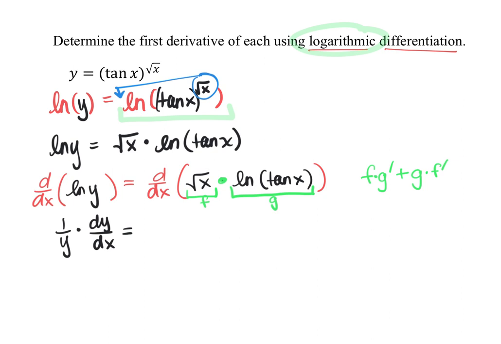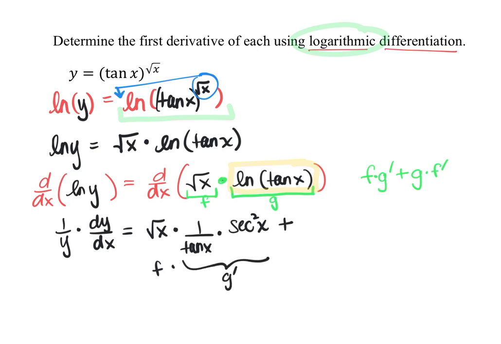So the first factor, the f, is the square root of x, and then we have to multiply that by the derivative of natural log of tangent of x. Now be careful, because natural log of tangent of x is a composite function, so we need to remember the chain rule. So the derivative of natural log of tangent of x would be 1 over the tangent of x, and then we have to multiply by the derivative of tangent of x, which is secant squared of x. So again, this is my f, and then this entire thing here is my g prime.